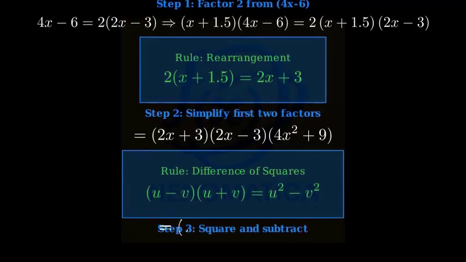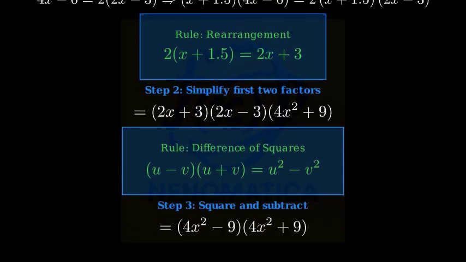This is in the form (u + v)(u - v), which equals u² - v². In this case, u is 2x and v is 3. So we get 4x² - 9.